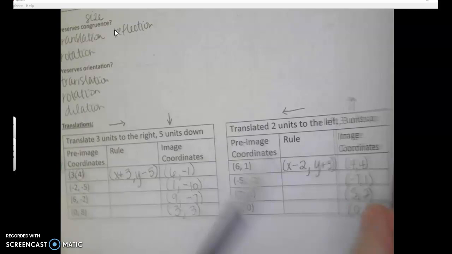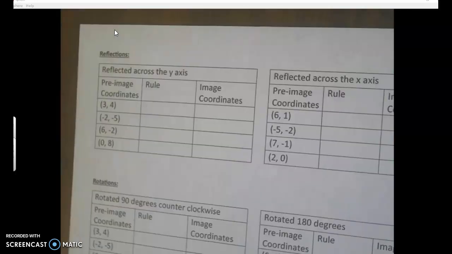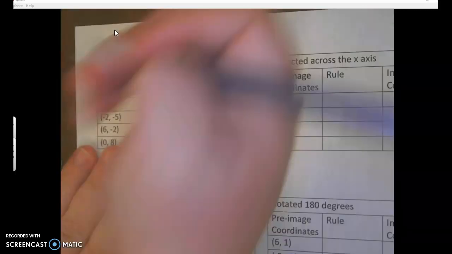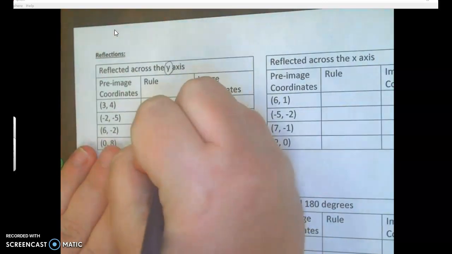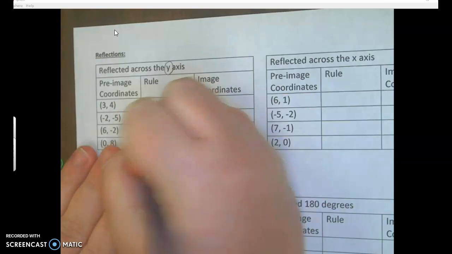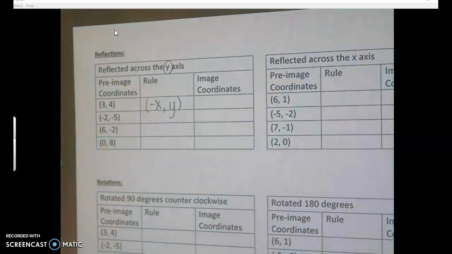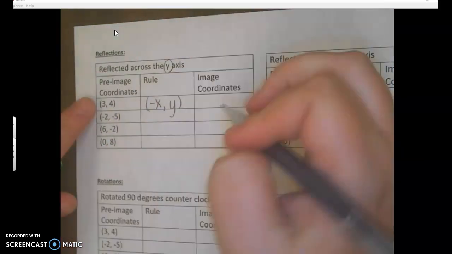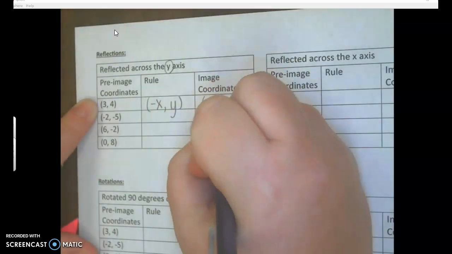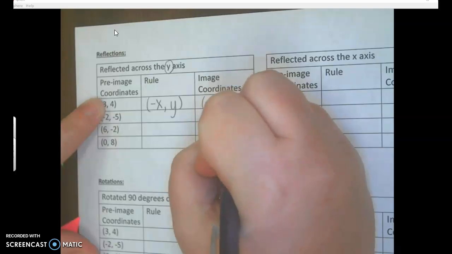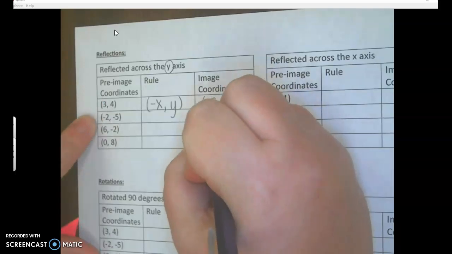All right, so let's look at the back side, and let's look at some reflections. If I'm reflecting over the y-axis, my y stays the same while my x is its opposite. So my x, which was 3, will now be its opposite, which is negative 3. My y stays the same. My negative 2 becomes 2.